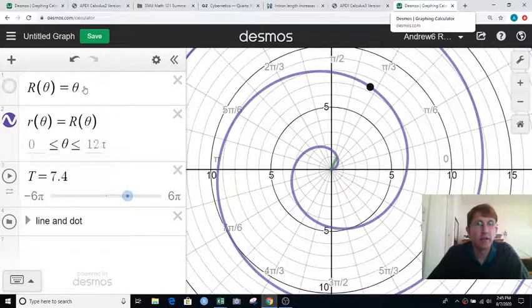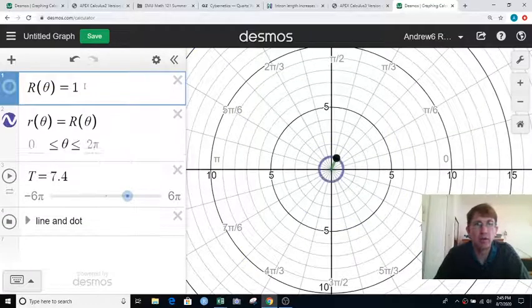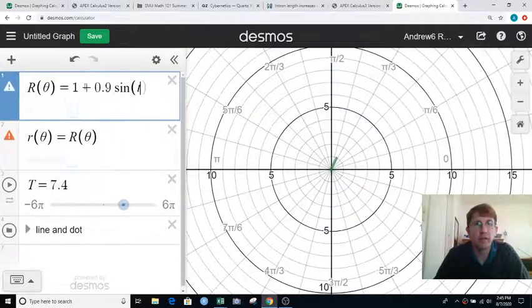Let's try another function that I had mentioned. How about 1 plus 0.9 sine of theta?